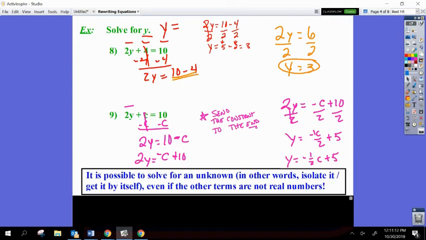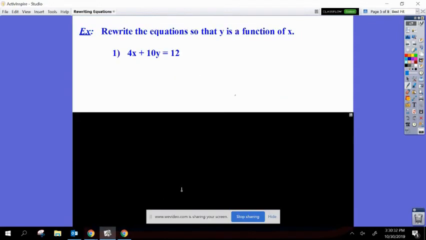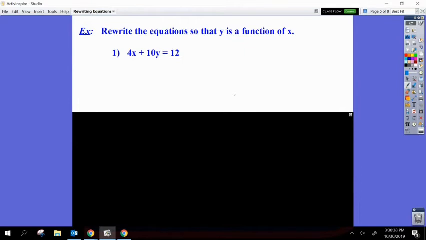Therefore, the thing we need to understand is that it is possible to solve for an unknown or a variable, in this case, y. In other words, isolate it, get it by itself. Even if the other terms are not numbers, if they're variables, we can still do this process of solving by undoing using send. This is a very good example of the types of questions you're going to see quite a bit when we rewrite equations, when we do literal equations. Now, the instructions are a little confusing, though, so let's go over that.